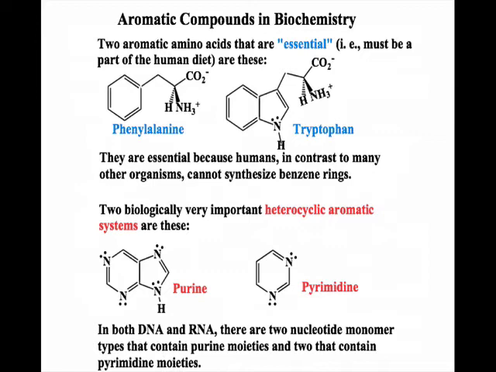There are other biological systems or biological molecules that contain aromatic rings. Purines and the pyrimidines, these are heteroaromatic systems that are in DNA and RNA. These are part of your base pairs, right? Why is it so important that we use aromatic systems in DNA?